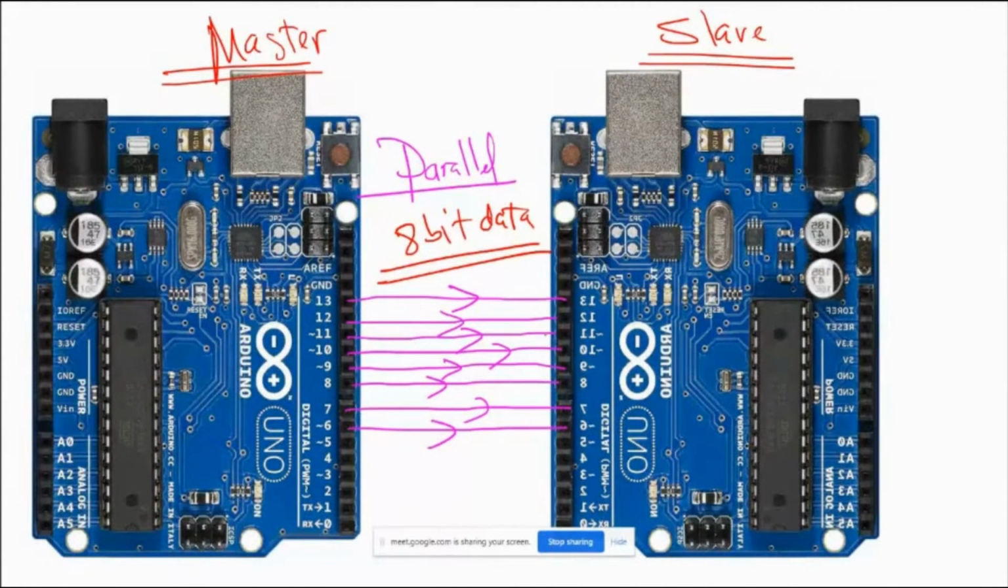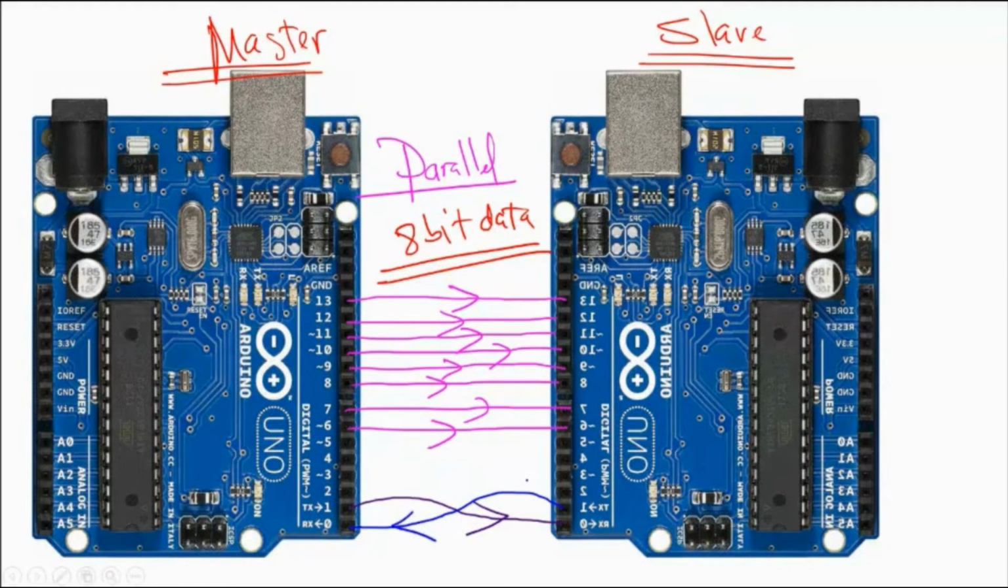What is serial communication? I would require only one wire. The transmit of this has to be connected to the receive of this for one-way communication. If you want two-way communication, then naturally you need to take another wire. The transmit of this fellow is connected to the receive of this. So technically, you require only one wire for transmitting data in one direction. If you want two-way communication, you require another wire. So this is called serial communication.